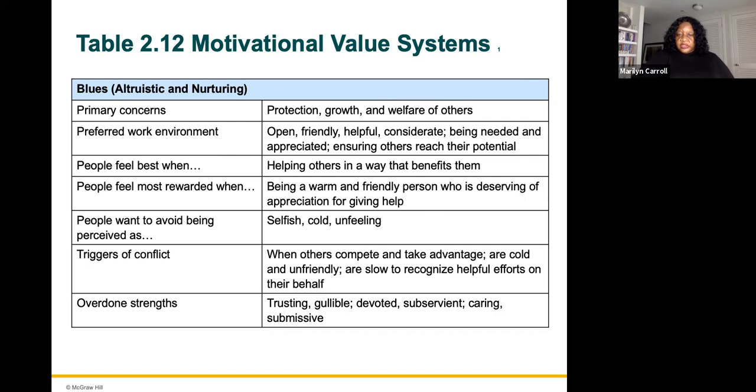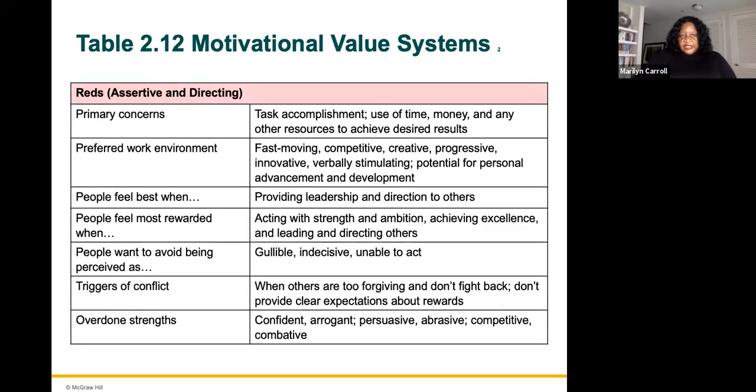Overdone strengths are trusting, gullible, devoted, subservient, caring, submissive. Reds, primary concern: assertive and directing, task accomplishment, use of time, money, and other resources to receive desired results. Their preferred work environment is fast moving, competitive, creative, progressive, innovative, verbally stimulating, with potential for personal advancement and development. And people in this red zone feel best when providing leadership and direction to others. People feel most rewarded when acting with strength, ambition, achieving excellence, and leading and directing others.